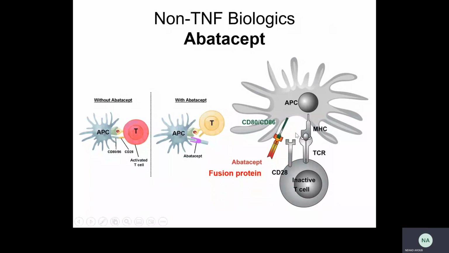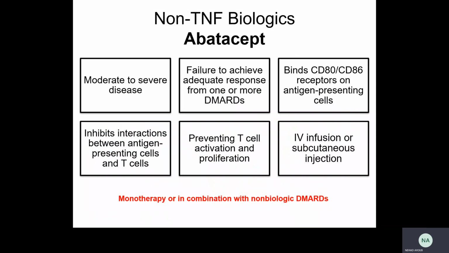A drug like abatacept will bind to CD80, 86, a glycoprotein on antigen-presenting cells. By binding to it, it will block or stop the interaction between antigen-presenting cells and CD28. In other words, if we give abatacept, the T cell cannot be activated, cannot proliferate, and cannot attack the tissue. So we produce immunosuppressive activity. Basically, the drug is an inhibitor of CD80, CD86 receptors on antigen-presenting cells, and it will prevent T cell activation, proliferation, and so the immune attack on the joints. It's usually indicated in moderate to severe disease.